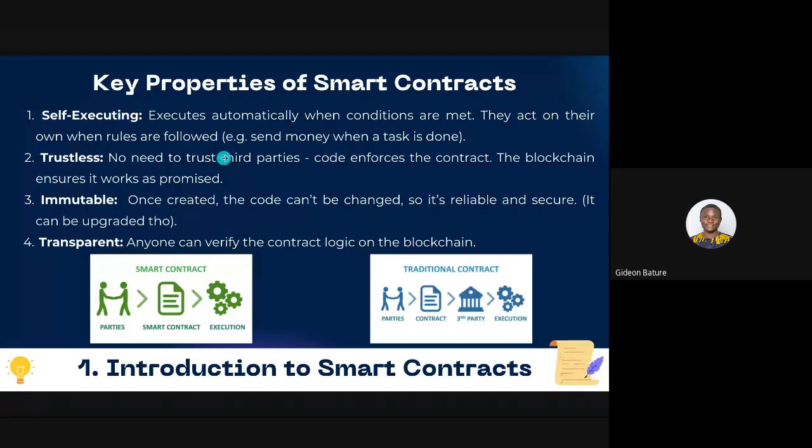I see they hot. So let's look at key properties of smart contracts. So key properties, that's what makes them smart. What makes them smart contracts? Now, one is self-executing. I think we have talked about this already. We say they execute automatically when conditions are met.